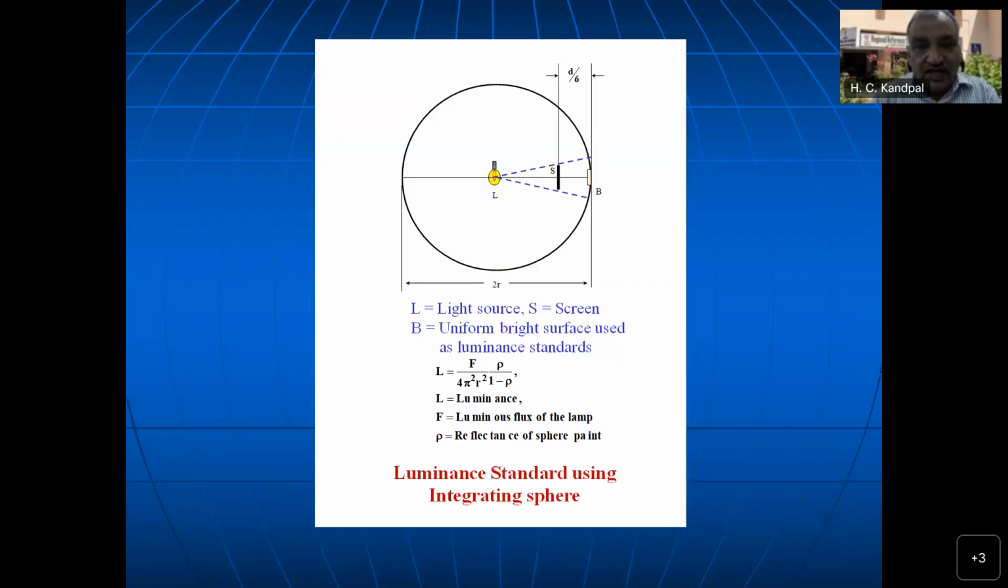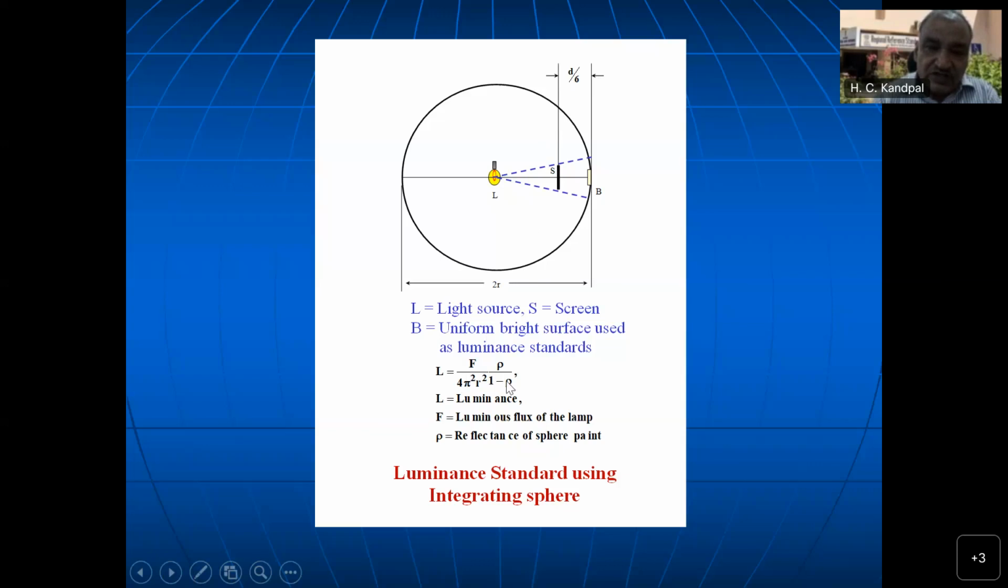Now, I told you luminance can also be measured. Luminance can be measured in terms of the standard luminous flux F, as shown by this formula. In this case, all the rest of the parameters for a given system like this are well defined, where the sphere has a well-defined radius R, and the surface which has been coated with a white coating, that could be BaSO4 or Spectralon, has a well-defined reflectance.